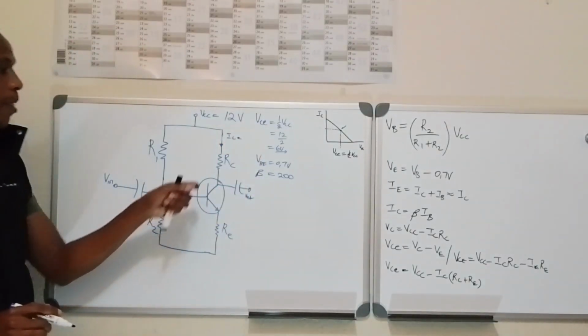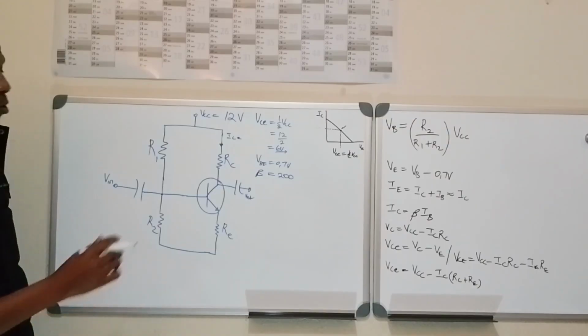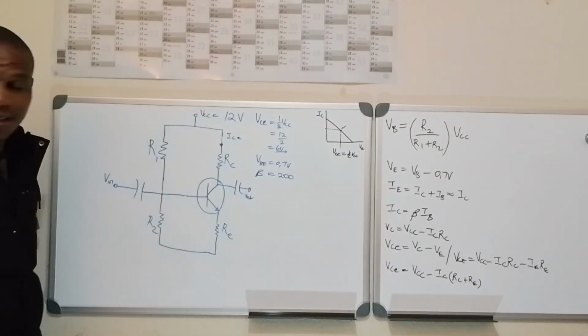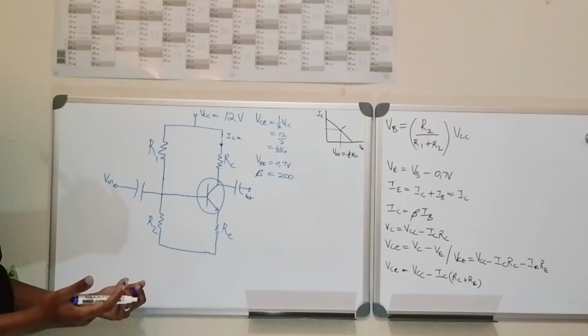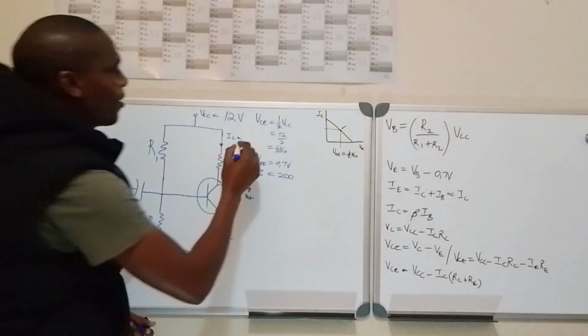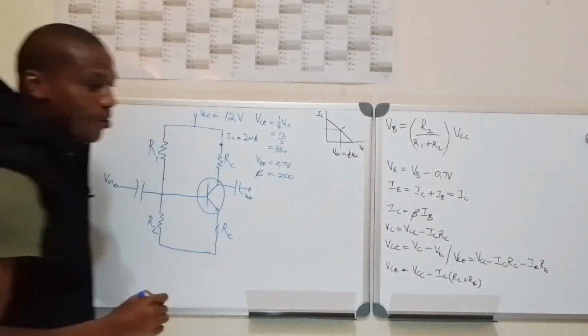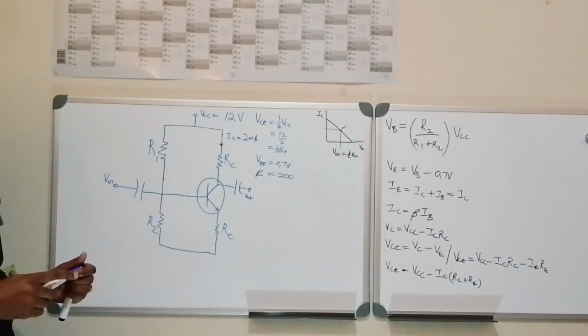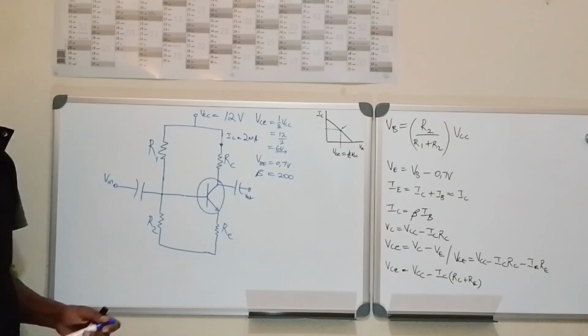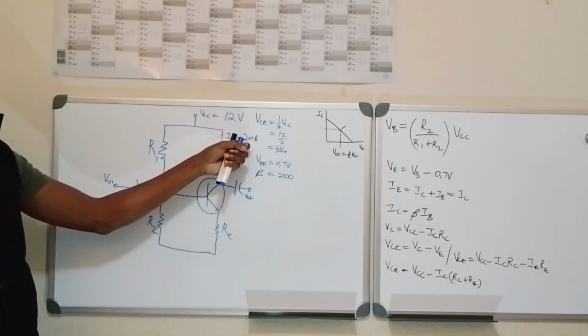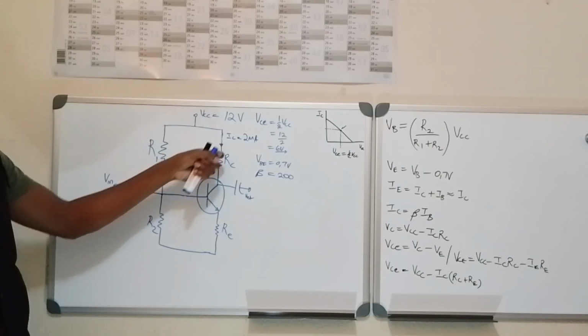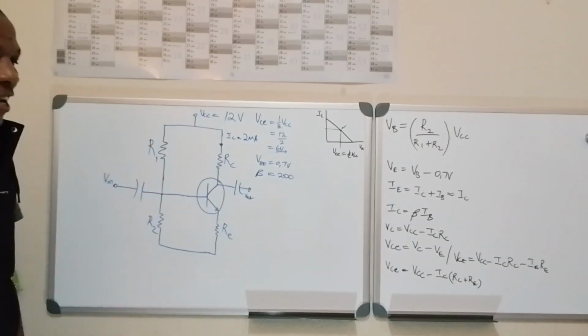Let's just decide how many amps you want to allow to go through this transistor. The young lady says 2, then we're going to say milliamps. You said 2, didn't you? We decided we want to allow 2 milliamps to flow as our collector current.